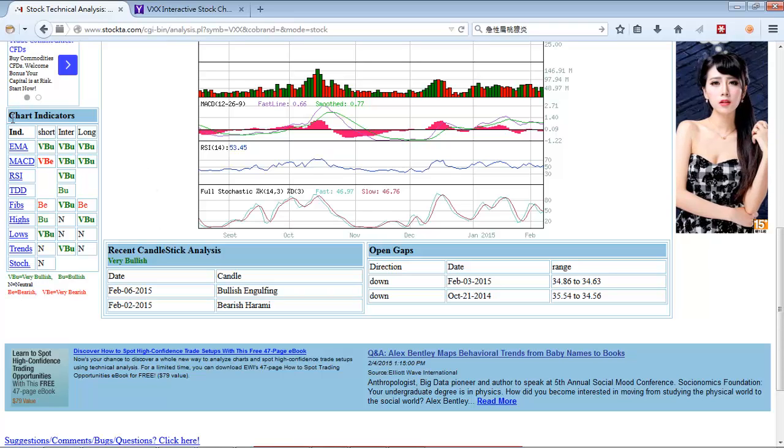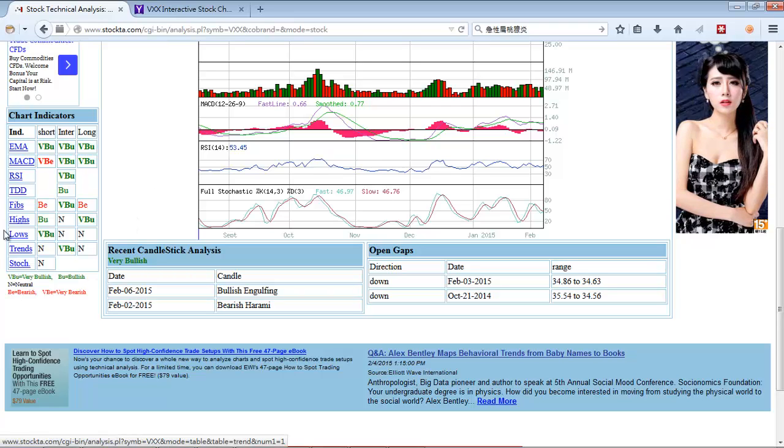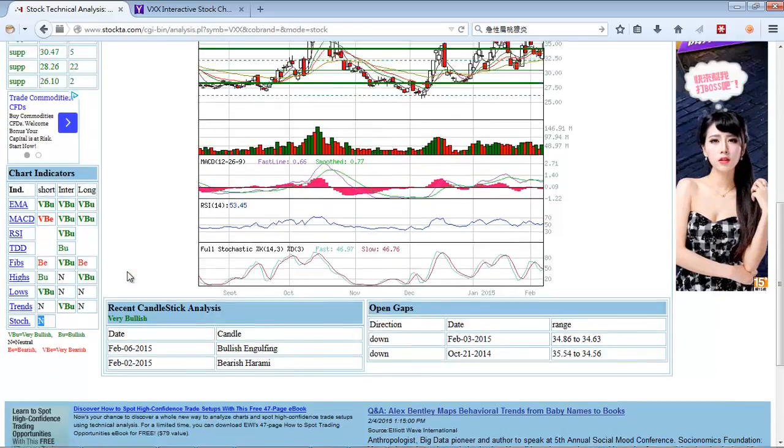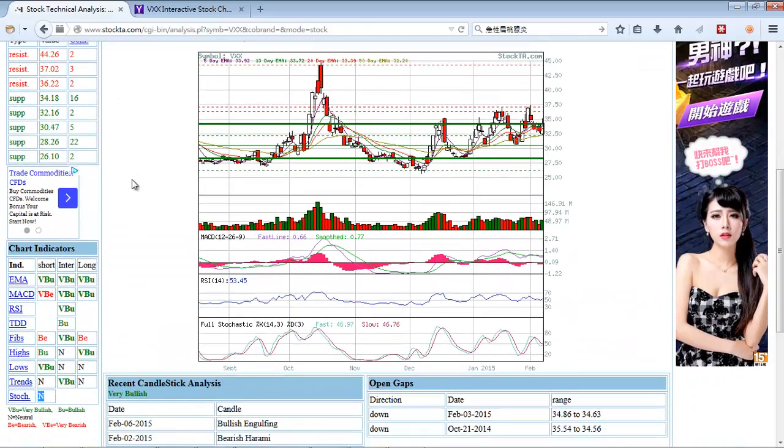Then you can go down and see a bunch of different other chart indicators. Usually the important ones are only stochastics and the Fibonacci's. So you want to look at the short term, go down: Fibonacci's are bearish, stochastic is neutral. Okay, so that's basically to make a very quick determination as to whether you want to buy a stock or not. Those are the things you need to look at.